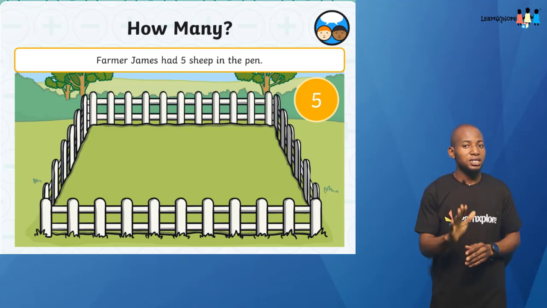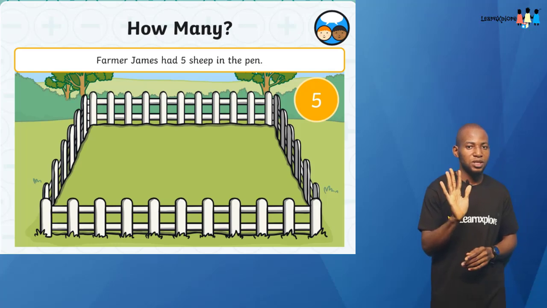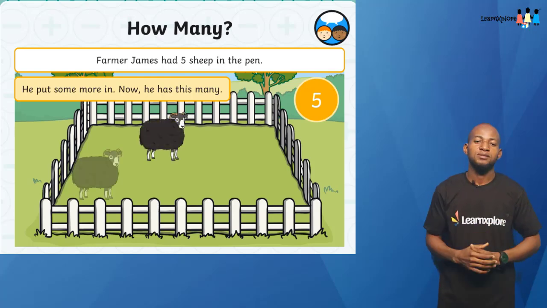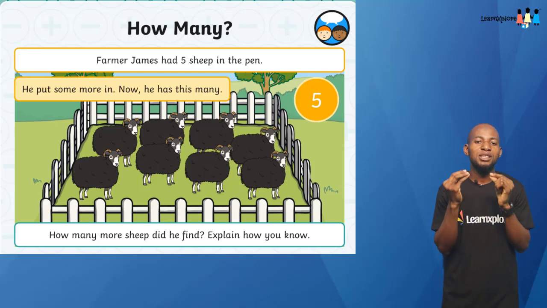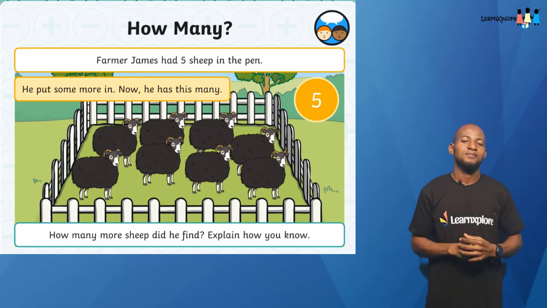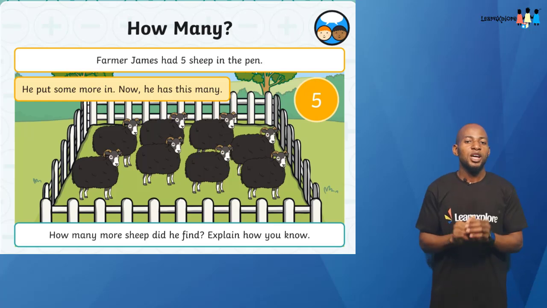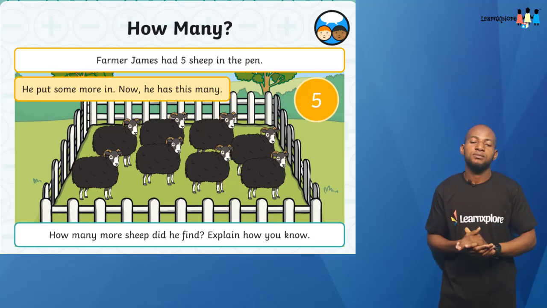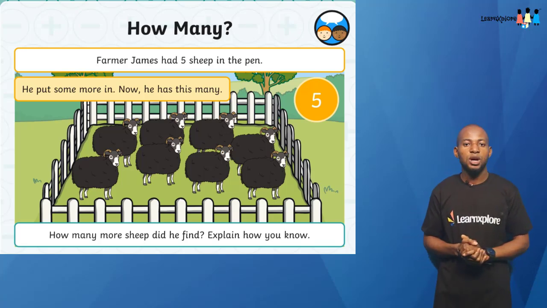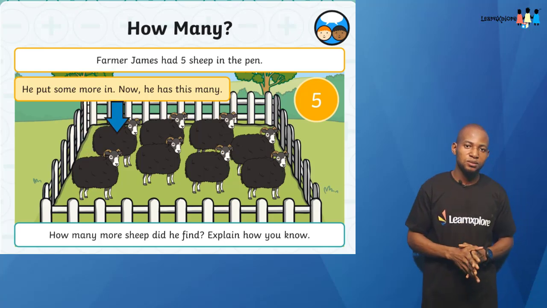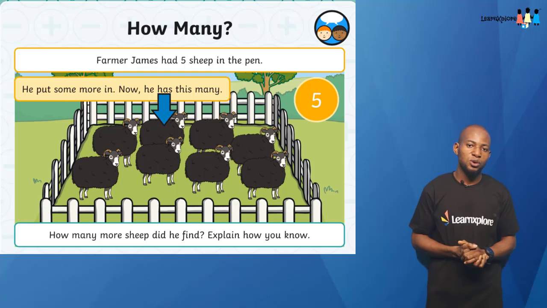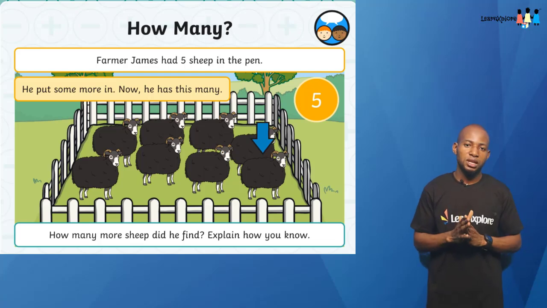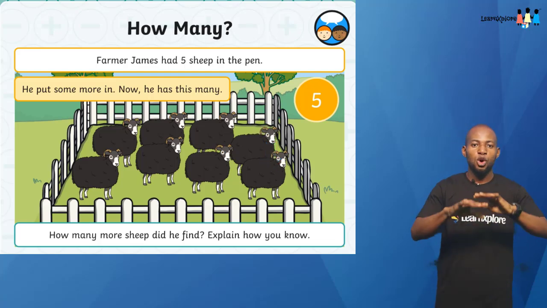Farmer James had 5 sheep in the pen. He put some more in. Now he has this many. How many more sheep did he find? To know that answer, let's count the sheep together. Are you ready? 1, 2, 3, 4, 5, 6, 7, 8. There are 8 sheep altogether.